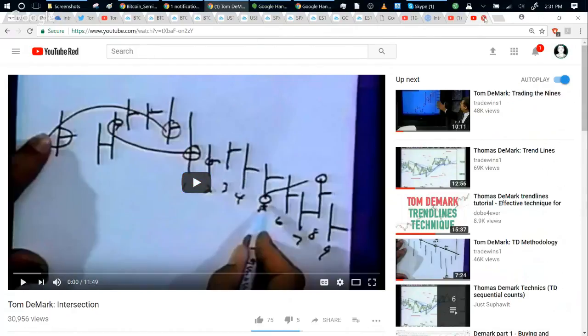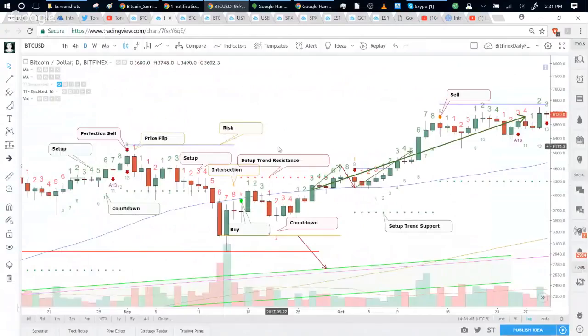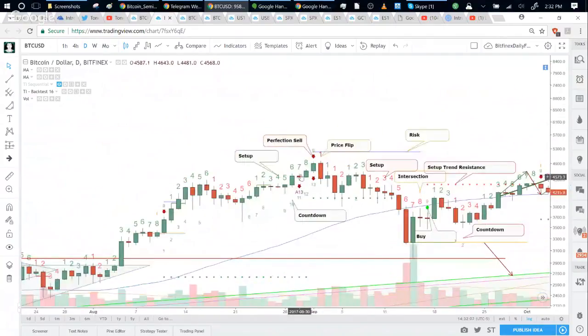Okay, so there's 2 ways to think about that intersection. When you have an intersection, according to Tom DeMark, you are less likely to have runaway moves, right? So basically, if you don't have the intersection, like here, you actually didn't have the intersection, according to him, you are less likely to turn around and go down. Without the intersection, you're more likely to keep going up, okay? Or without the intersection on the downside, you're more likely to keep going down.